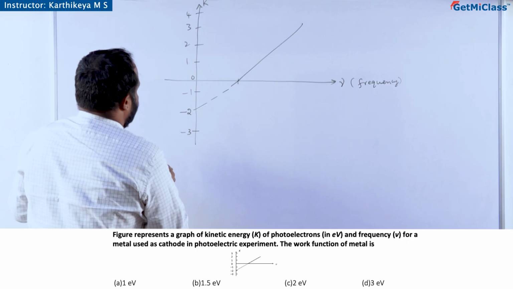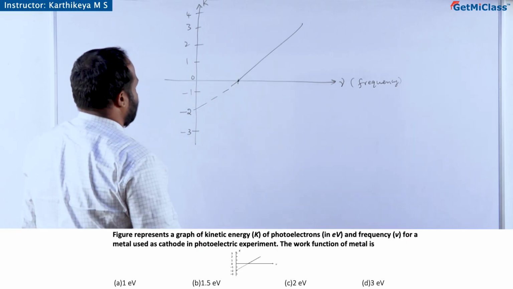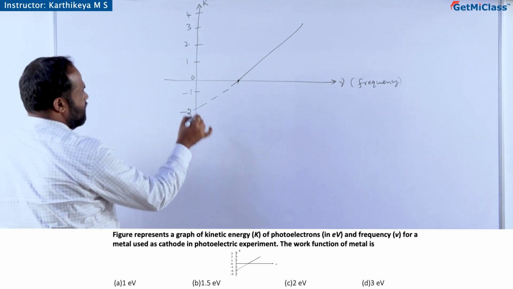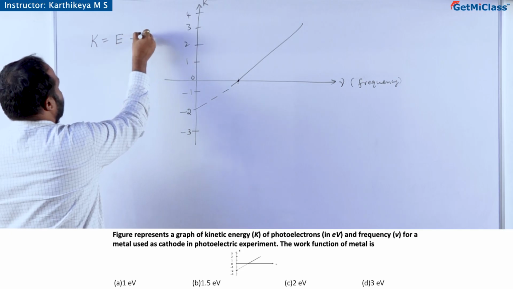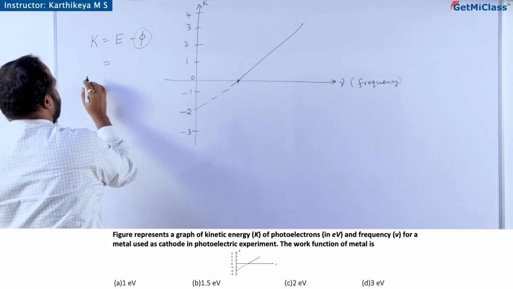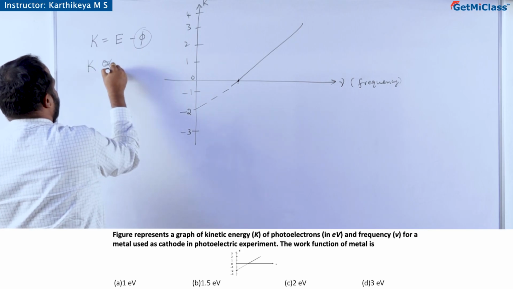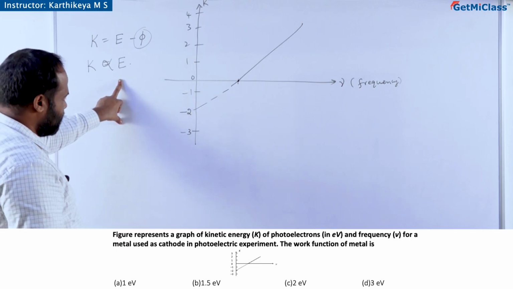kinetic energy is 0 when it just gets emitted out of the surface. So, kinetic energy is incident energy minus work function. Work function is a constant. So, kinetic energy is proportional to the incident energy.